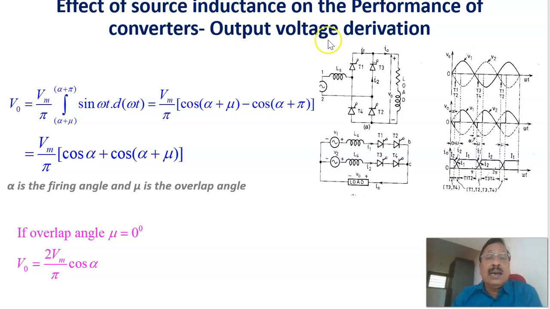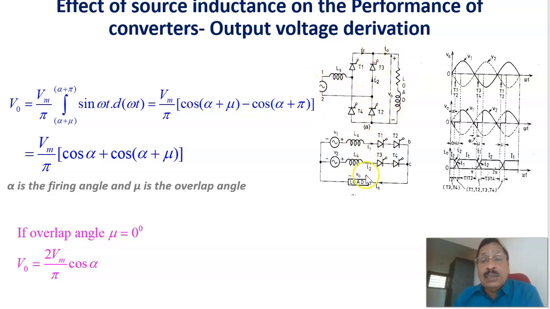Now let us look at the output voltage derivation, the effect of source inductance on the performance of converters. As we have seen, this is a single phase full wave converter with a source inductance. The RL load carries the load current I0. We assume the current through one path is I1 and through the other is I2, so I1 plus I2 equals I0. Here are T1, T2, T3 and T4. This is the positive group of SCRs and this is the negative group of SCRs. When T1 and T2 are conducting, the path of the current is like this, and when T3 and T4 are conducting, the path of the current is through this one.